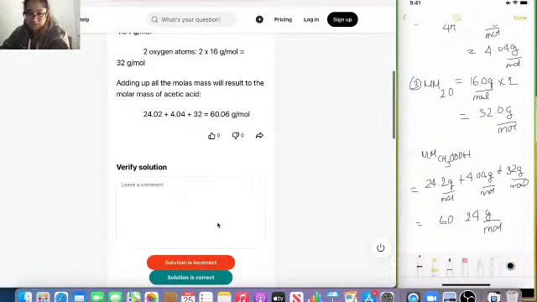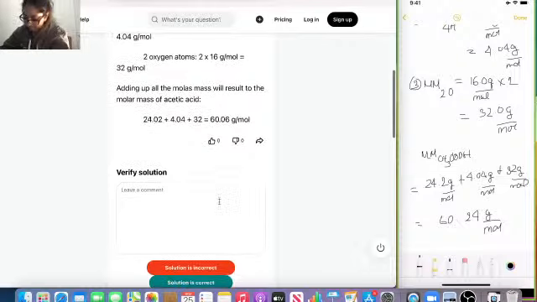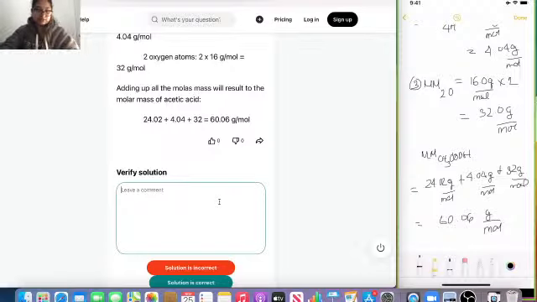Yes, so this is what I've got. So this is your 0.02. And in this case it would be 0.06. And so yes, this is correct.